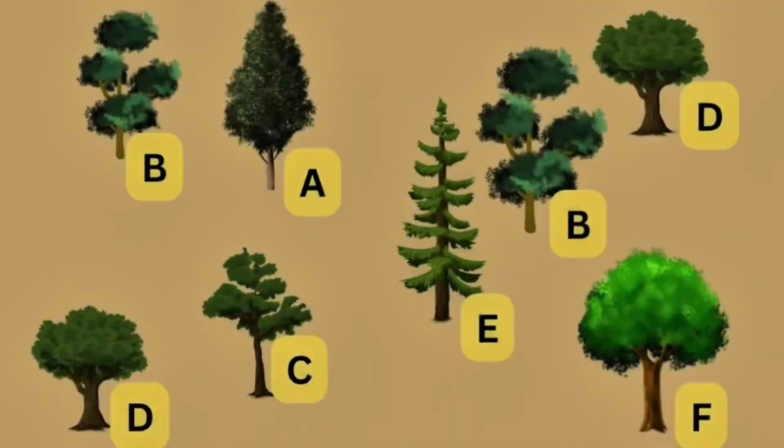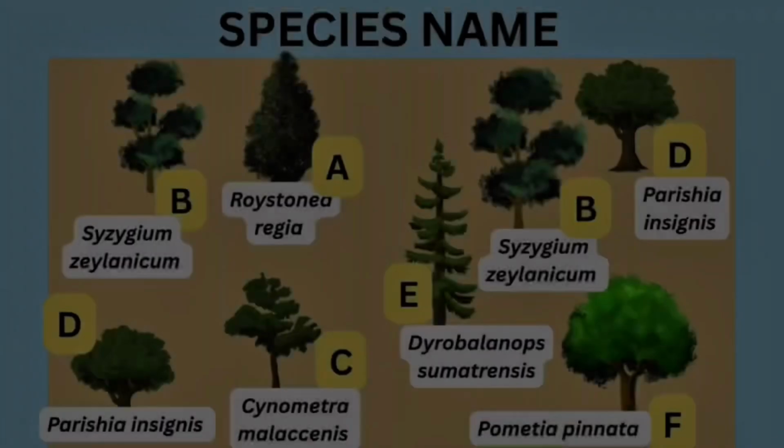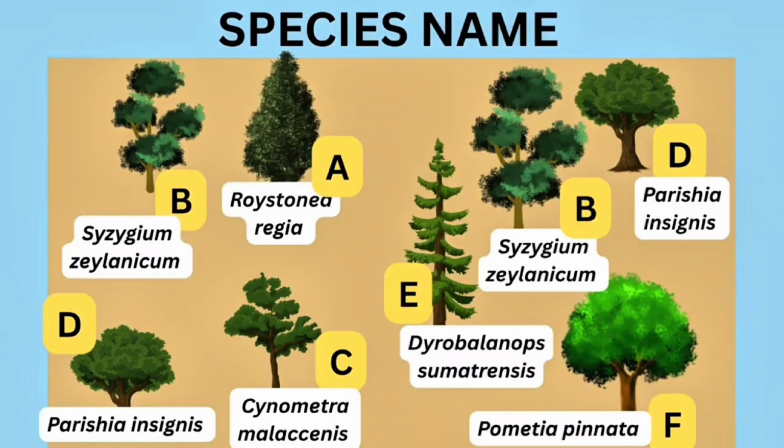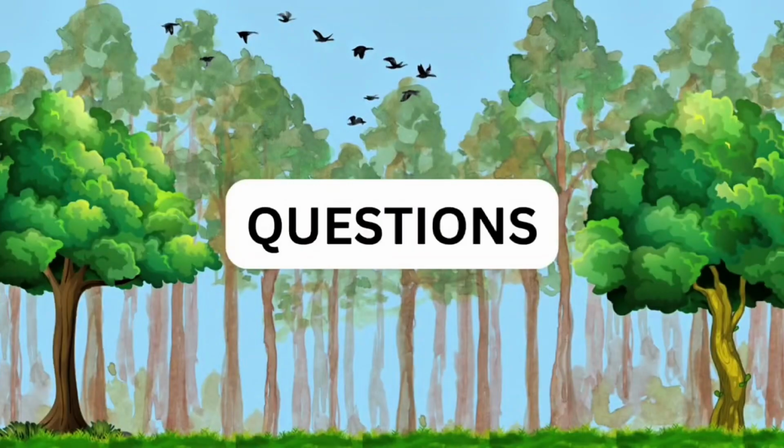Quadrat 2. Here is the placement of trees that we observed. The names of the species are Roystonea regia for A. For B, we have Syzygium zeylanicum. For C, we have Sterculia macrophylla. D, Parishia insignis. E, we have Gironniera sumatrensis. And F, Pongamia pinnata.